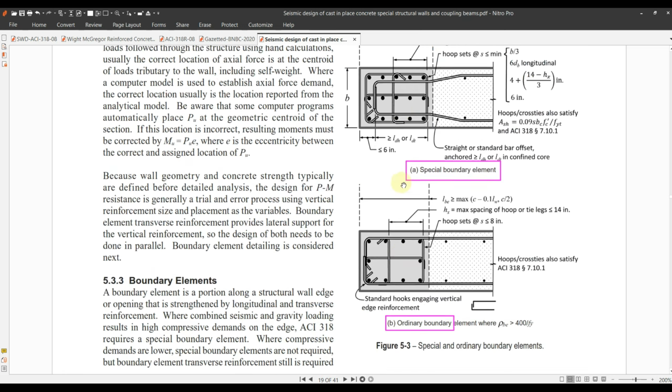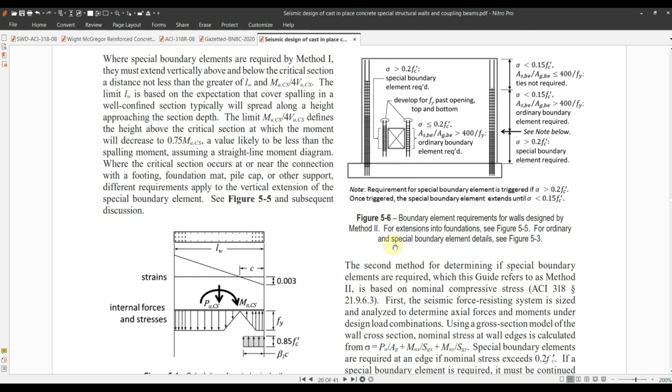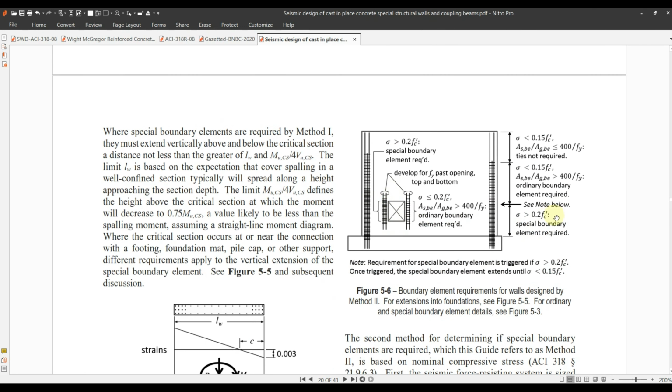Rather than calculating the C value, you have an option to check the stress in your wall. If the wall stress is greater than 20% of f'c, then a special boundary element is required. If the wall stress is between 20% and 15% of f'c, then you need to provide an ordinary boundary element. And if the wall stress is less than 15% of f'c, then you may do away with any boundary element. You do not need to provide any boundary element in this zone.